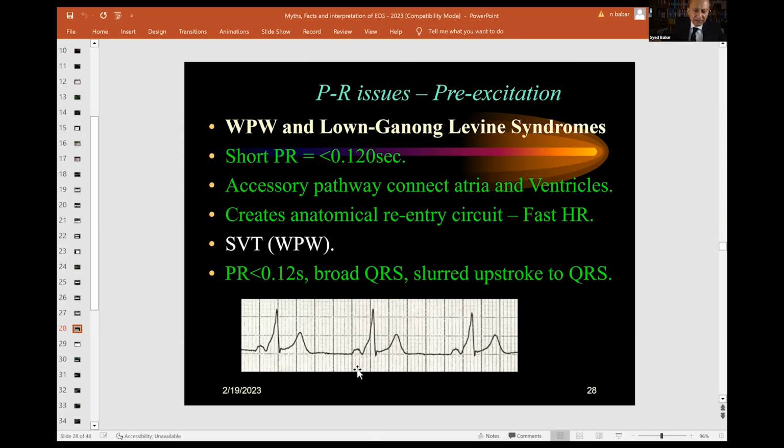And so this combination is said to be Lown-Ganong-Levine syndrome, Wolff-Parkinson-White syndrome, or this happens usually when there is an anatomical re-entry produced. And so the PR is less than 0.12 second, the QRS is broad, and then there is a slurred upstroke of the QRS complex. So this is pre-excitation.